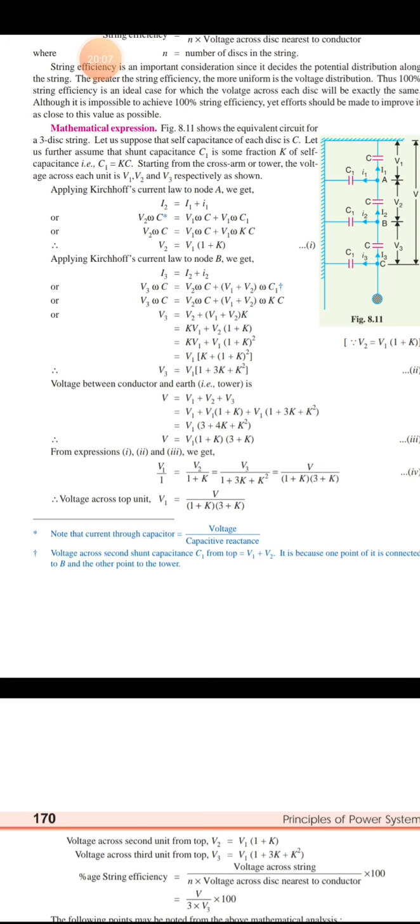This finishes the string efficiency. This finishes the mathematical expression of the string efficiency.